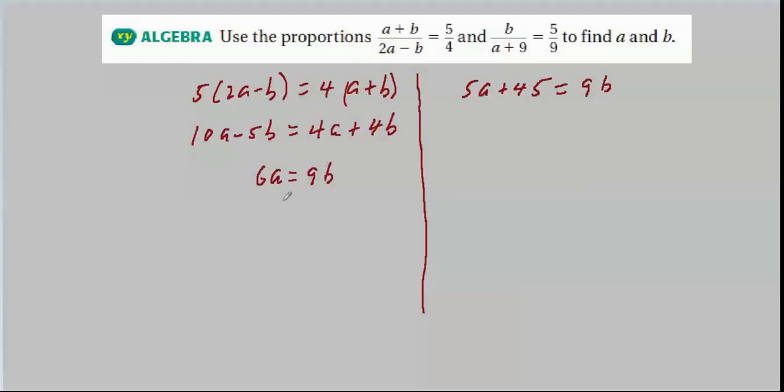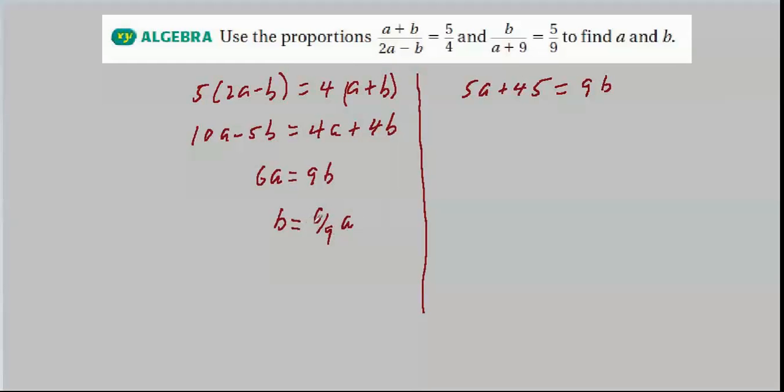Or we can write this as b equals 6 over 9 times a. We could reduce this to 2/3, but notice we've got a 9 over here, so let's just leave it in ninths, and maybe things will drop out nice and easy for us.